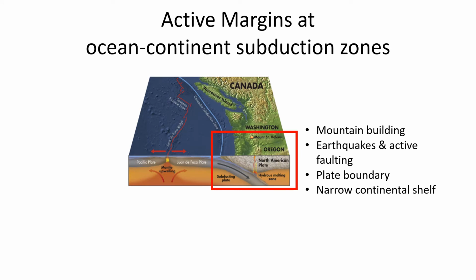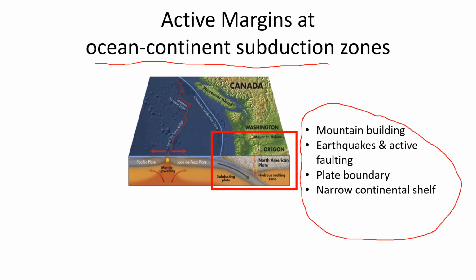Okay, on to subduction style active margins. In this case, we have an ocean continent subduction zone, and these are features that generally typify subduction style active margins. We of course get active mountain building because of plate convergence, and because we have a plate boundary here along the continental margin, we get earthquakes and active faulting. And then particularly for subduction style active margins, it turns out that we tend to get a very narrow continental shelf versus a much wider continental shelf for passive margins.